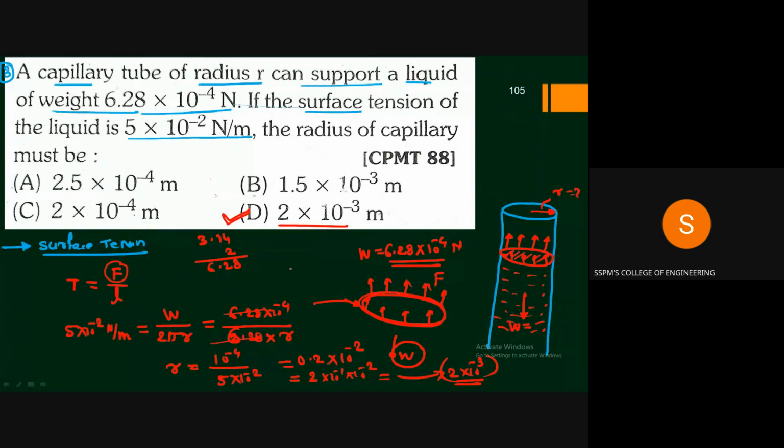So the equation that we have used is surface tension, force per unit length. The force value is nothing but the weight of the liquid supported by the glass tube because of surface tension, and L is the circumference. To solve the problem, we should know this basic schematic diagram.